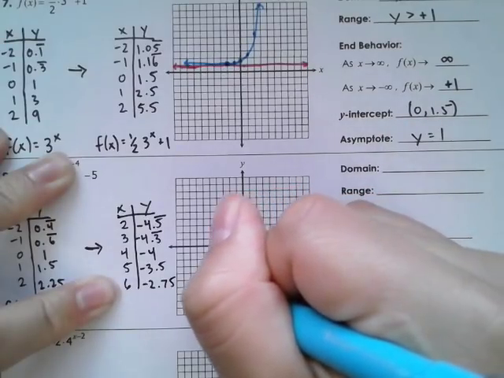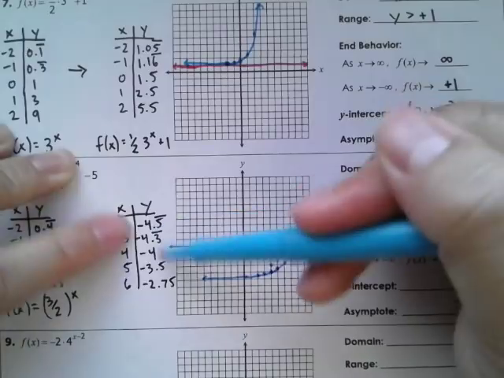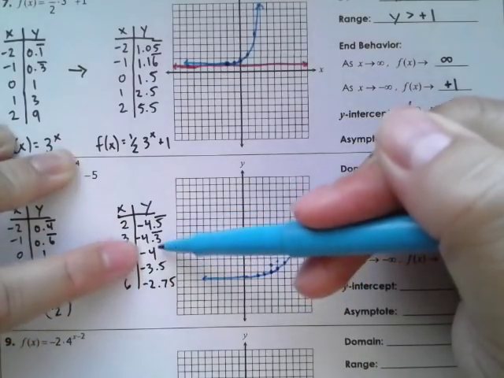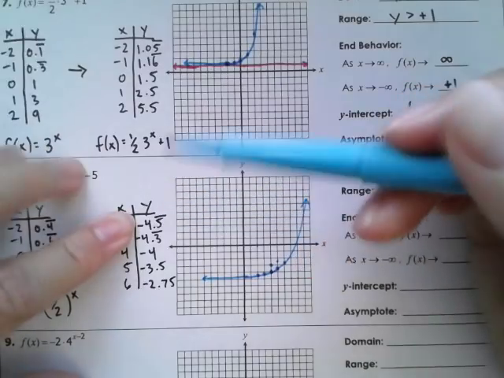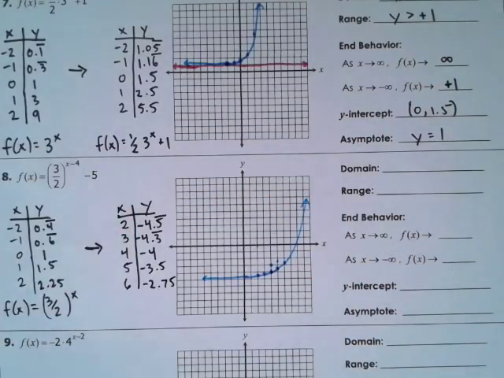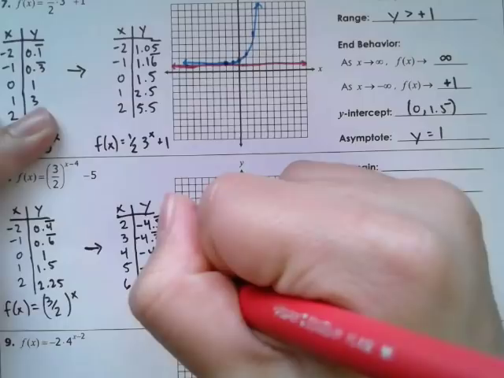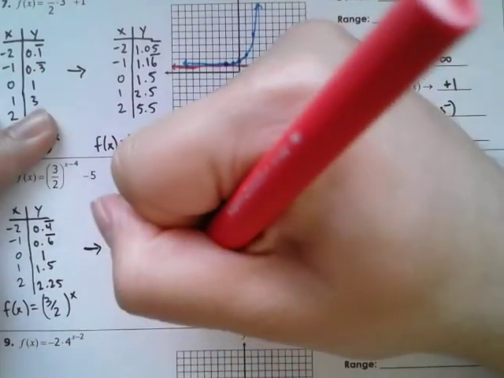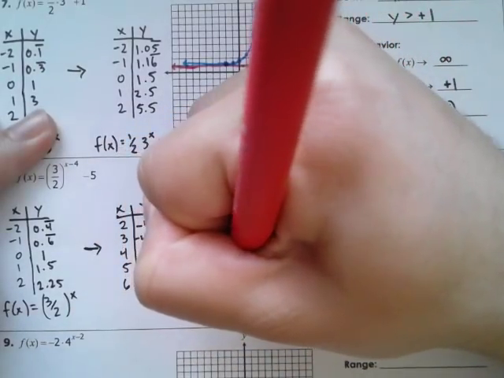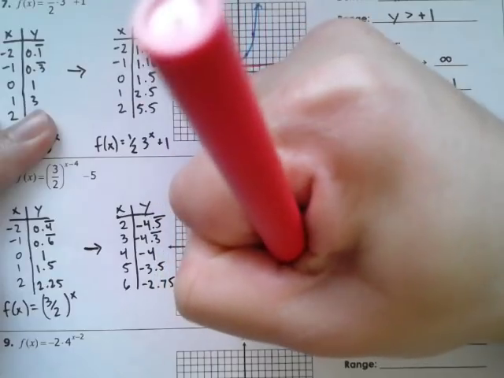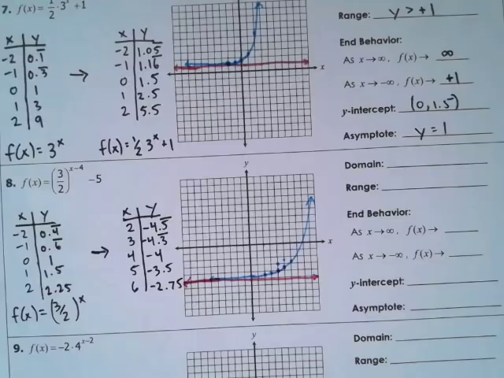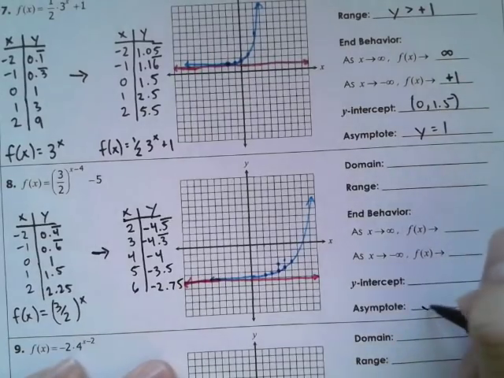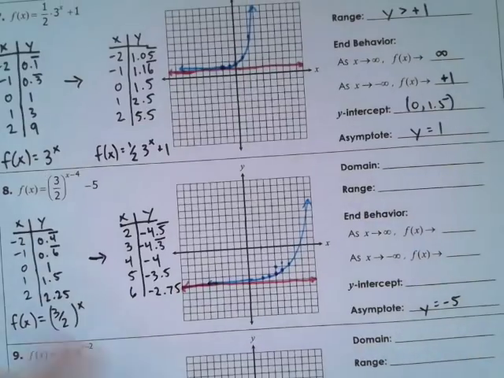And then again, the trick is to just see what value your x values make this function approach. So then my asymptote here is negative 5. This function, and you can verify by plugging in those x values, you see that they never cross negative 5. So my asymptote is y is equal to negative 5.